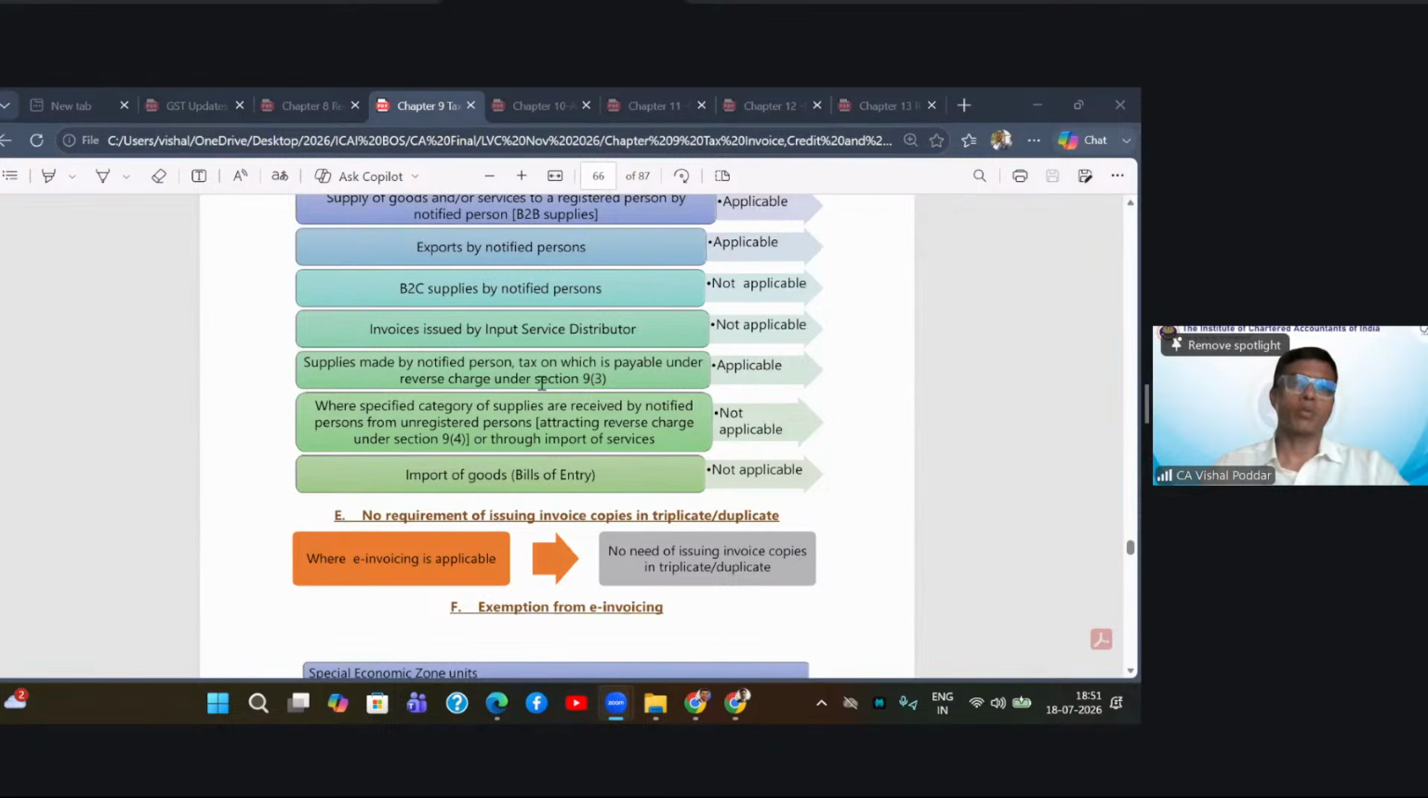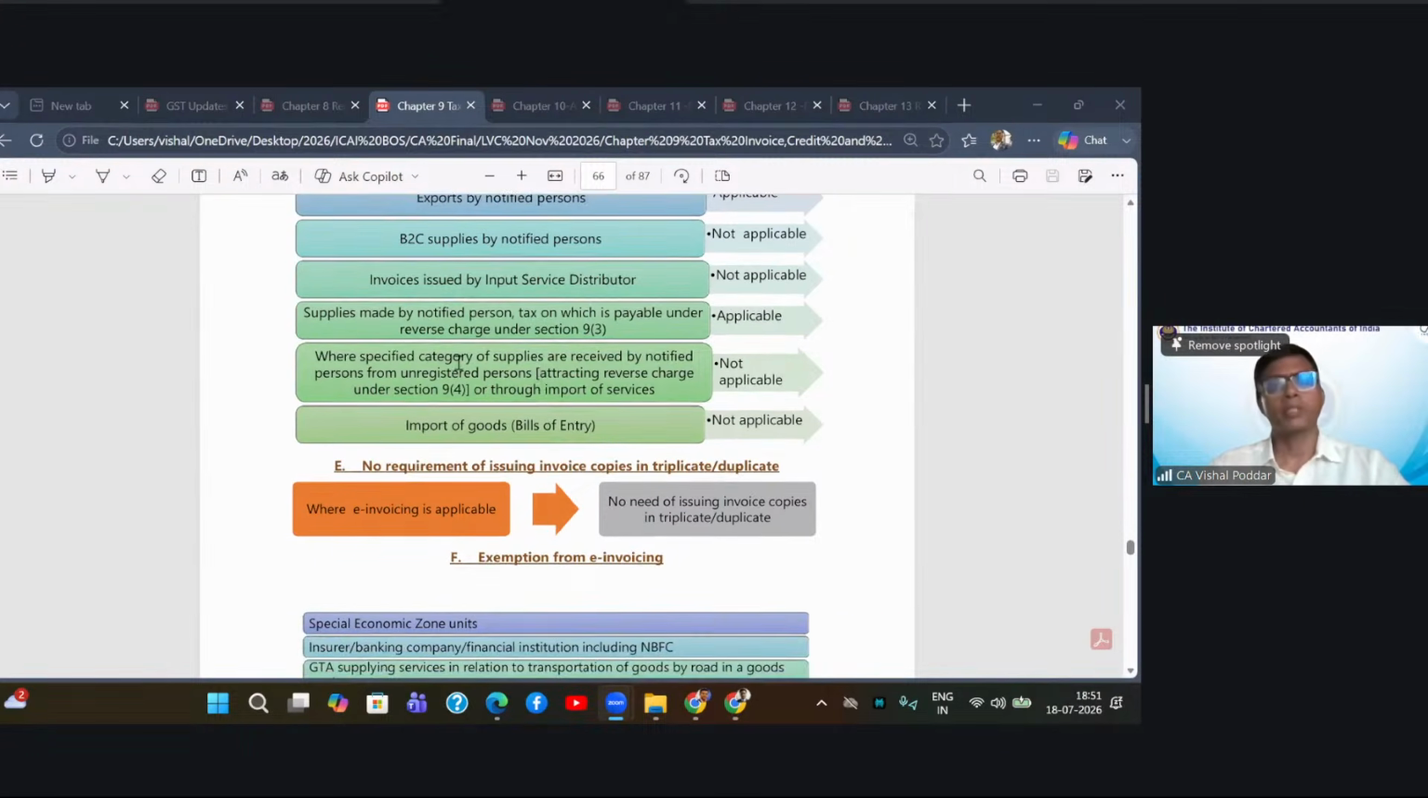So you are making an outward supply on which tax has to be paid by the recipient, but still, if your turnover has exceeded the 5 crore mark, you have to do e-invoicing. Where specified category of supplies are received by a notified person from an unregistered person attracting reverse charge under 9(4), that is where you are making a self-invoice because your supplier is unregistered. So the supplier has not given any invoice. You are preparing the invoice.